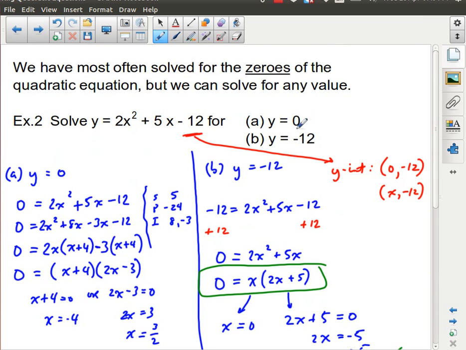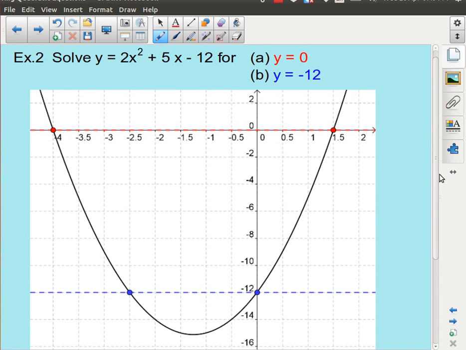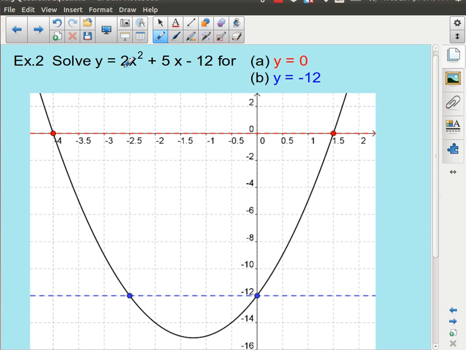So this one was finding when y is equal to 0 or when y is equal to negative 12. So let's take a look at a more visual representation of that. Here is the graph of 2x squared plus 5x minus 12. That's the black line, the parabola here.